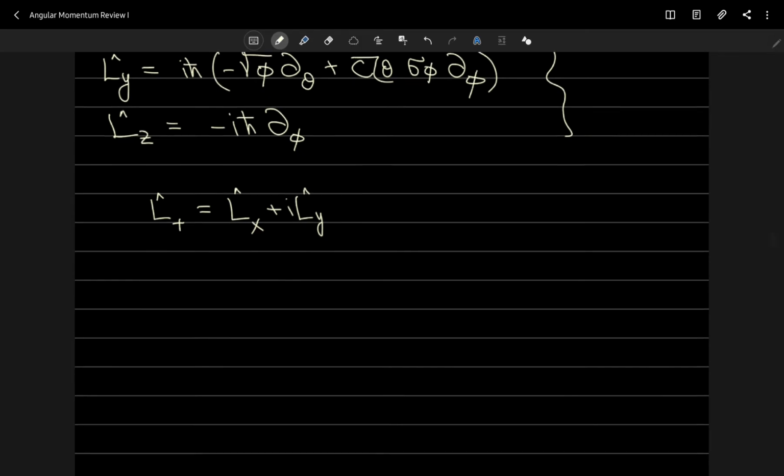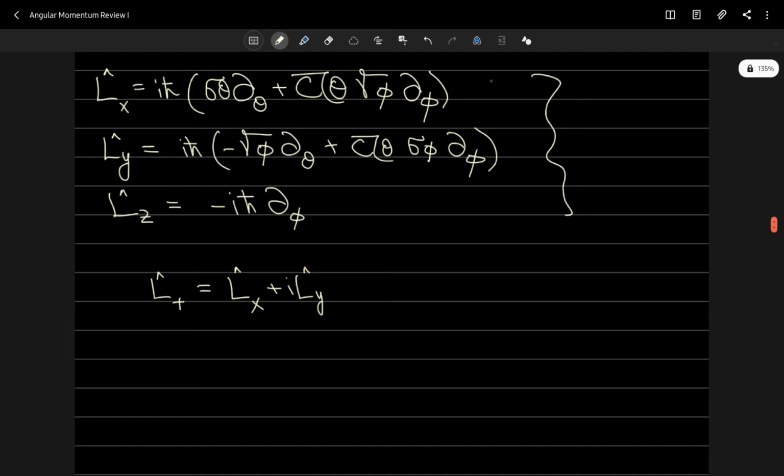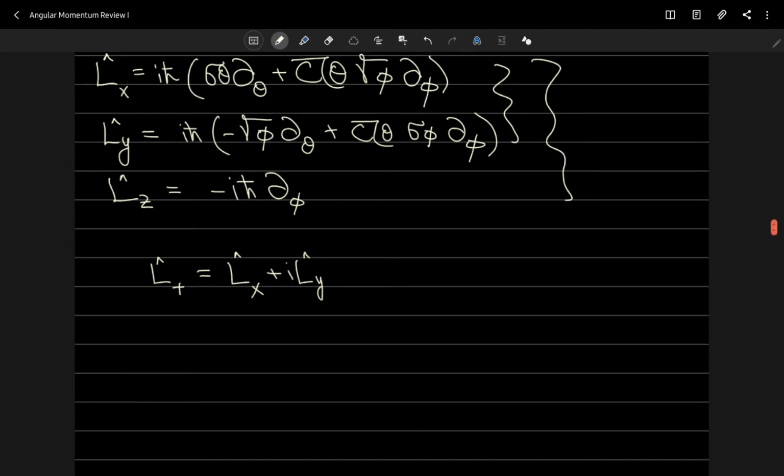Now we could expand this, right? And let's go and expand this using these two sets of equations, that is for Lx and Ly. So if I do that, what do I get? I get my L plus operator as iota h bar sine of theta times partial derivative with respect to theta plus iota h bar cotangent of theta times cosine of phi times partial derivative with respect to phi.